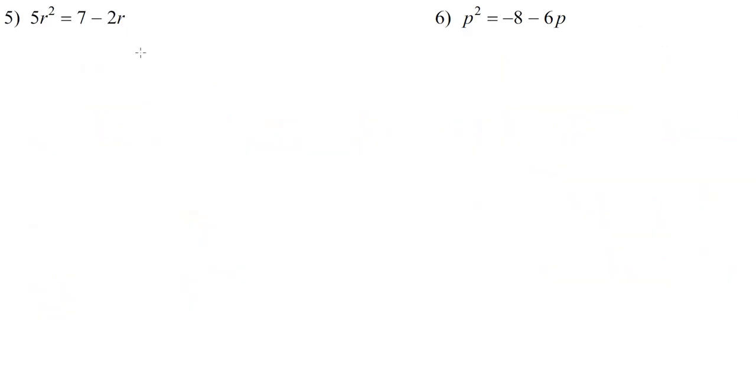So taking a look at number 5, what you'll notice is that this equation is not in standard form. We need it to be in standard form in order to be able to use the quadratic formula. So we need to take this negative 2r and move it to the other side, making it a positive 2r.